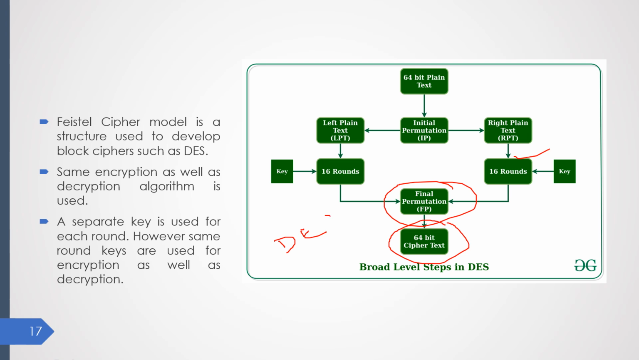This is called DES, Data Encryption Standard. The same algorithm is used for encryption as well as decryption. If you want to decrypt, just follow the reverse process. The key would be the same. A separate key is used for each round, however the same round keys are used for encryption as well as decryption. So this is all about the Data Encryption Standard, which is a symmetric encryption technique. Symmetric encryption means the key used on the encryption side is the same key used on the decryption side.